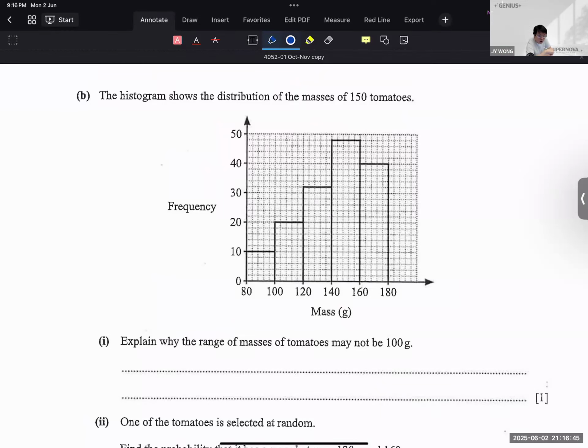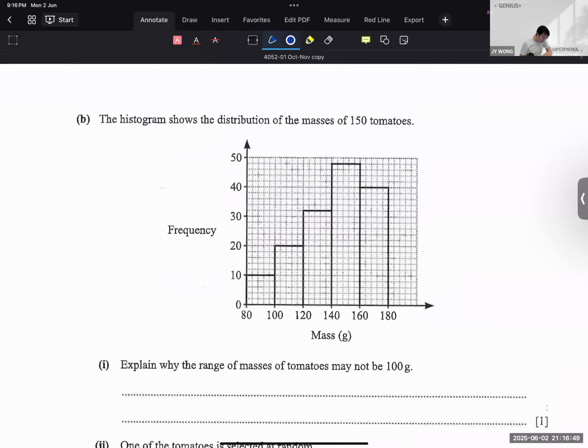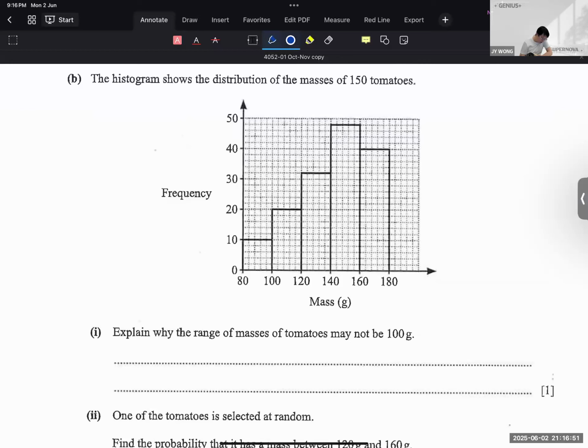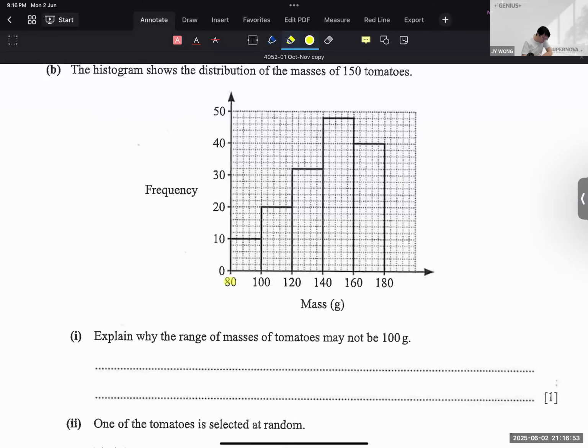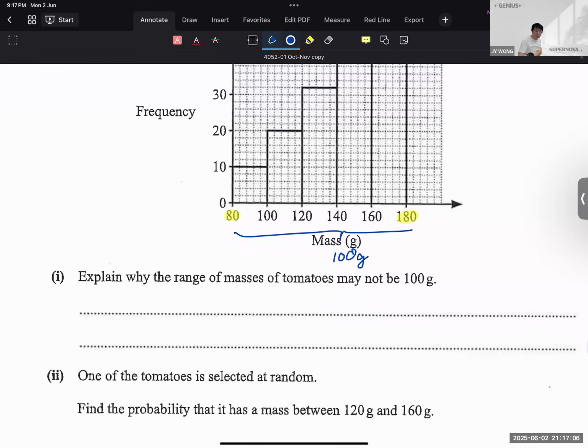Now, why is the range of masses of tomatoes may not be 100? So you look here, this is 80. You look here, this is 180, right? So they are telling you that the range, if you look here, is 100. But why is the range not necessarily 100?